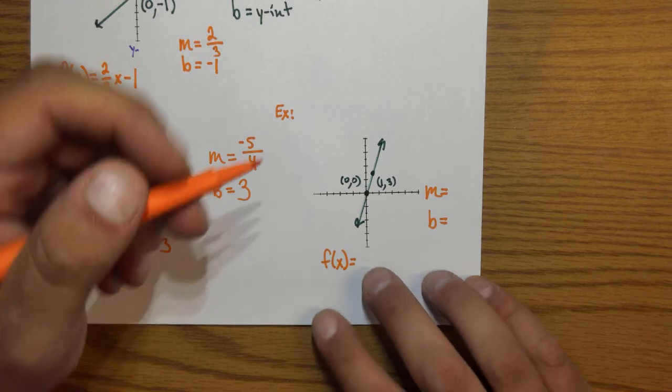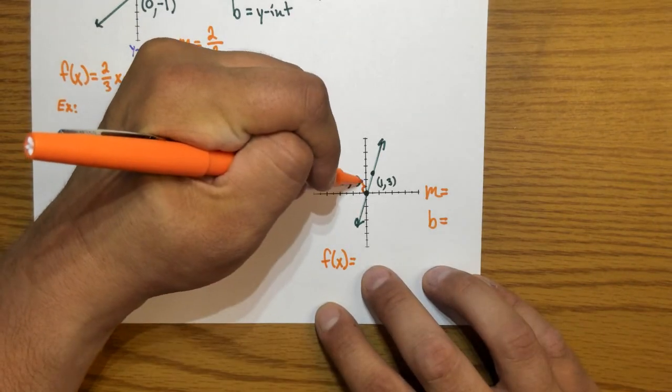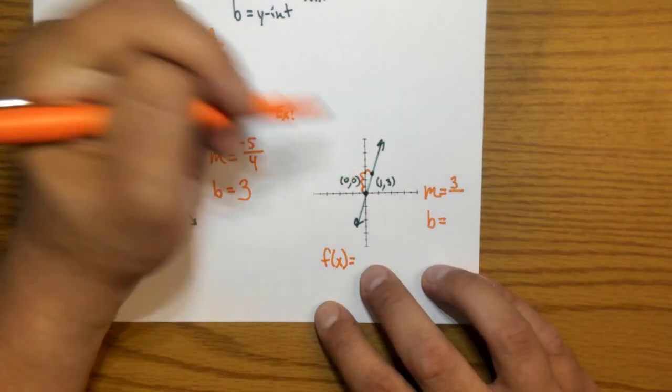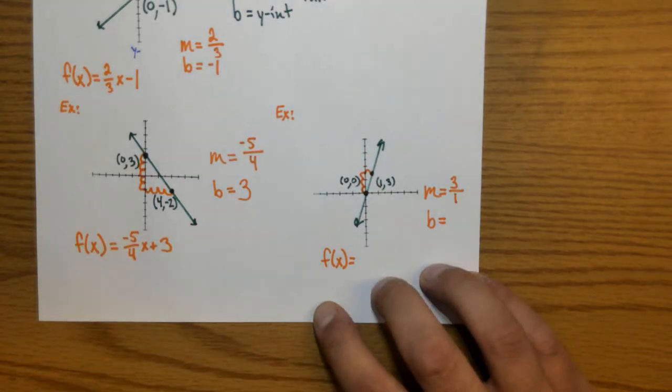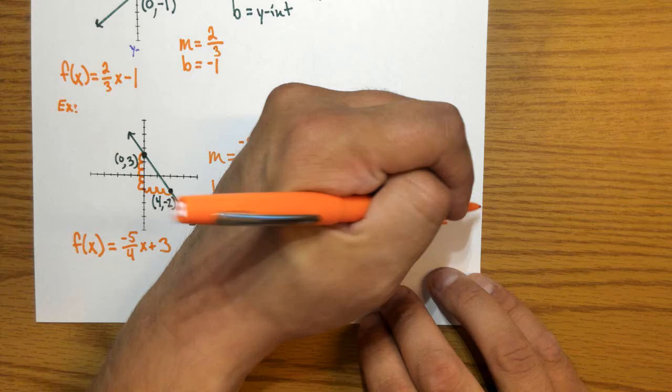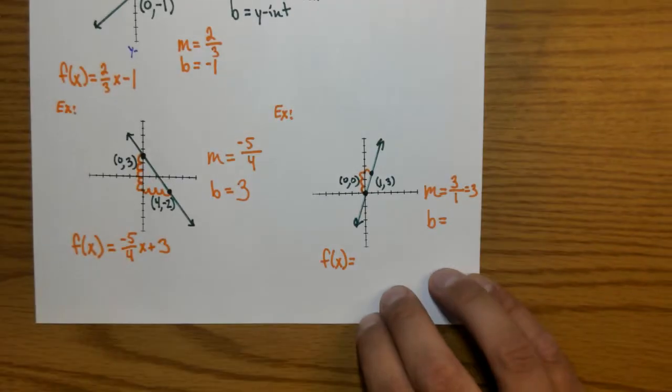M, again, rise over run. So what is our rise? 1, 2, 3. Over our run. Well, our run is just 1. So if we recall, anything divided by 1 is just itself. So 3 over 1 is really just 3. We could simplify it to that.